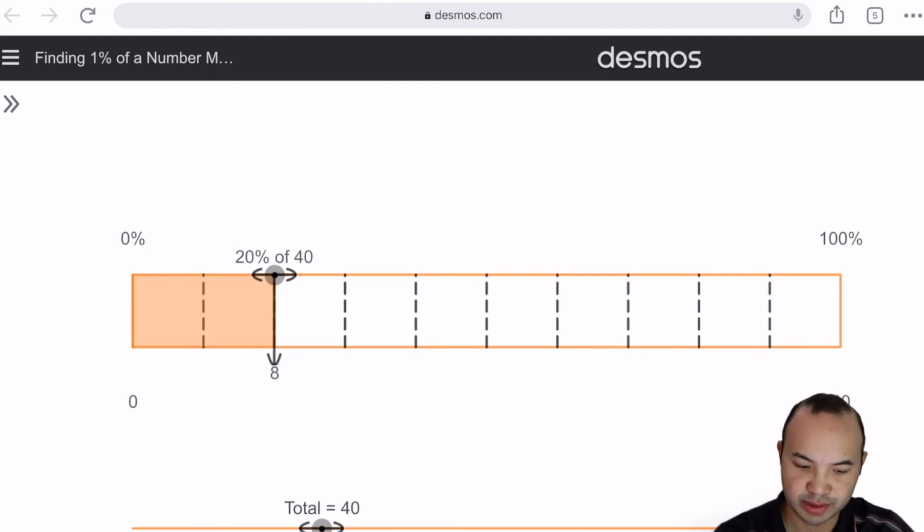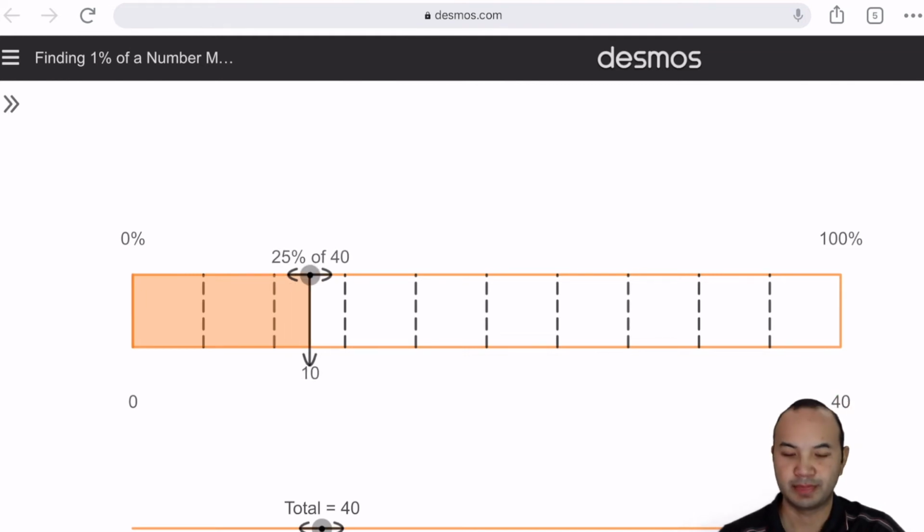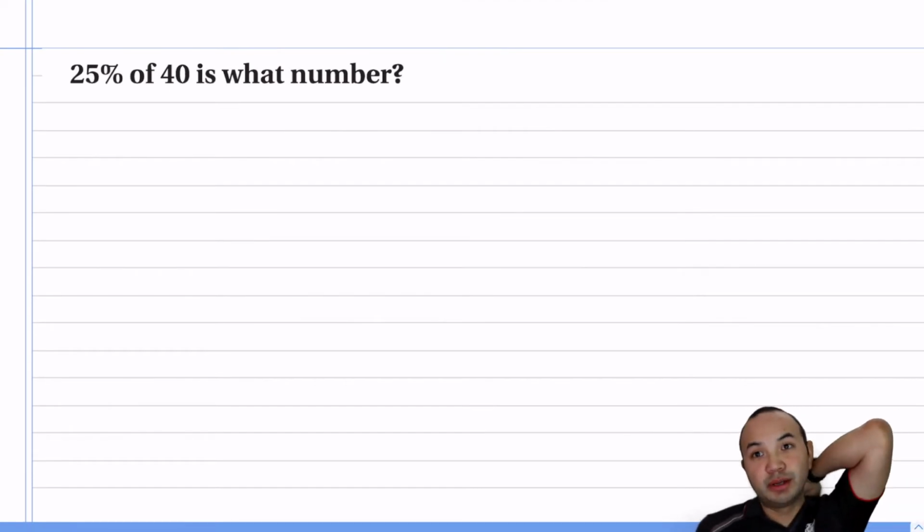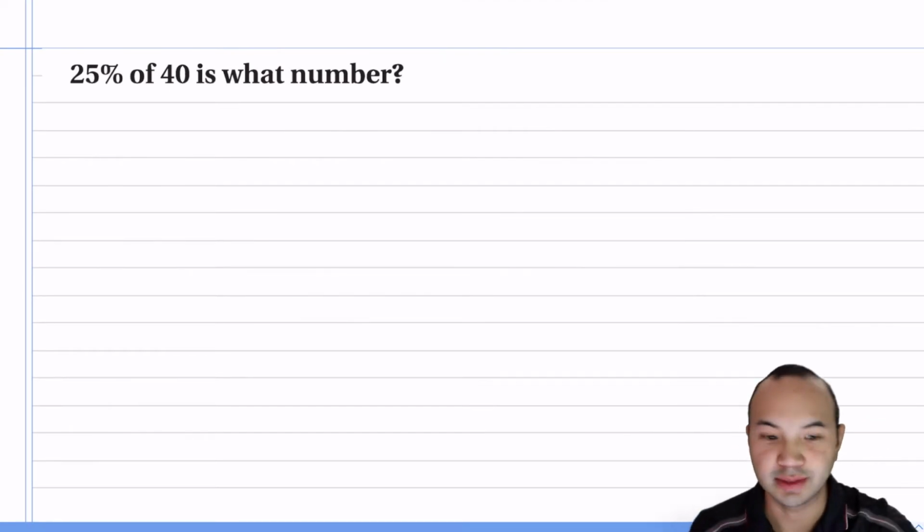and 25%. So each 1% is 0.4. So 2, 3, 4, 5, that's going to be 10. Okay, there's actually a way better way to do this when you're doing 25% though, and that's what we're going to be talking about right now. 25% of 40 is what number? So there's a better way to do it than that.